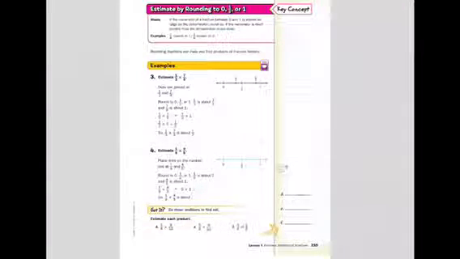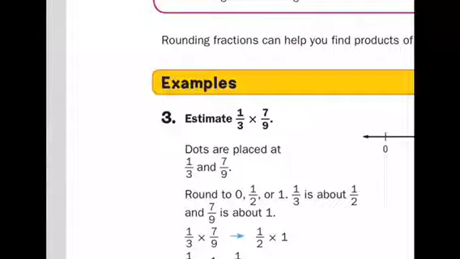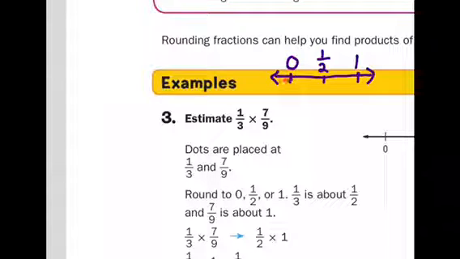Now here's the thing. When we estimate a fraction times a fraction, every fraction is either going to round to 0, half, or 1. Because think of a fraction on a number line. Unless the fraction is improper, the fraction is going to be between 0 and 1 on a number line. So when we estimate, all we're doing is deciding, is that fraction closer to 0? Is it closer to half? Or is it closer to 1? Plus, these numbers are easy to work with when we multiply. So let me show you in problem 3.